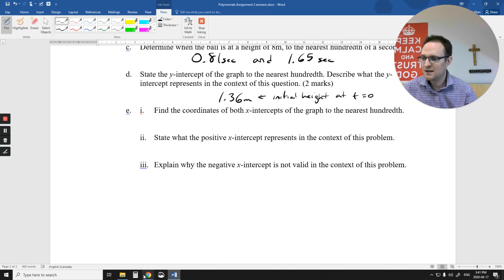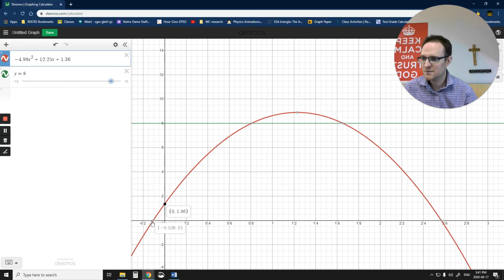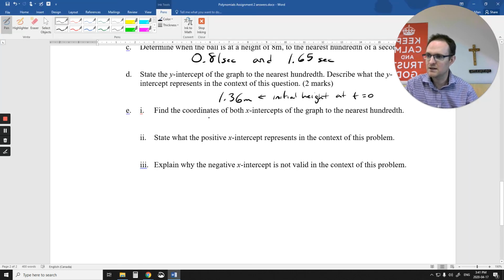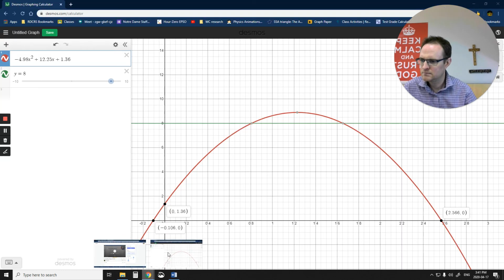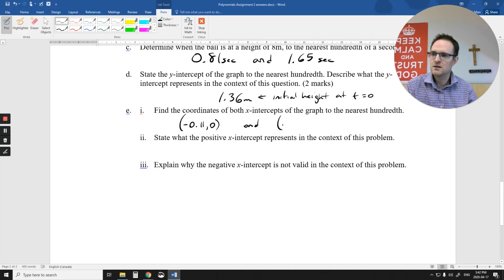Find the coordinates of both the x-intercepts here. My graph's already selected, so I can click on those two. You have this negative 0.11. I want the coordinates, so negative 0.110. And what was the other one? 2.57. And they want the other value too, so my y values, you notice, are 0. Y is equal to 0.